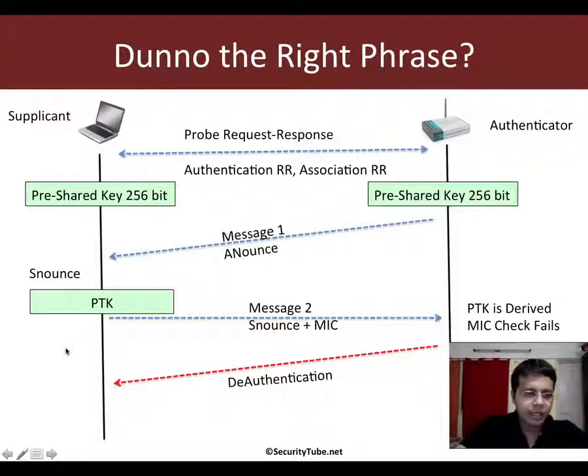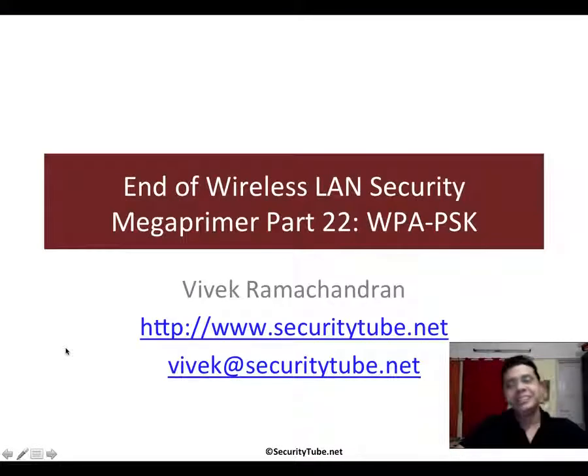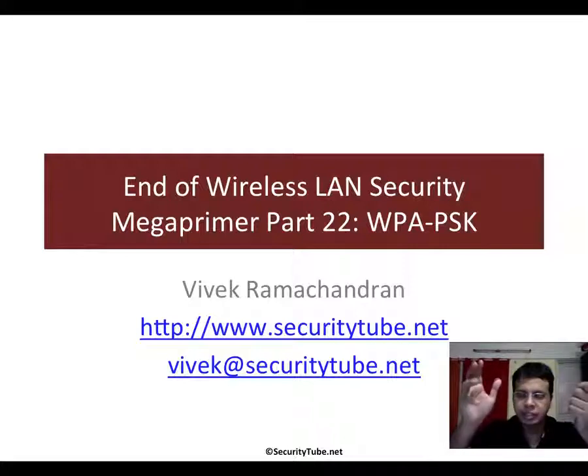Okay, let's go back. This brings us to the end of the discussion of WPA PSK. Hope you've understood the four-way handshake, how from the passphrase we end up with the pre-shared key, and how using the pre-shared key and the four-way handshake we create the PTK, or the pairwise transient key, which is used for encryption for the current session, right?